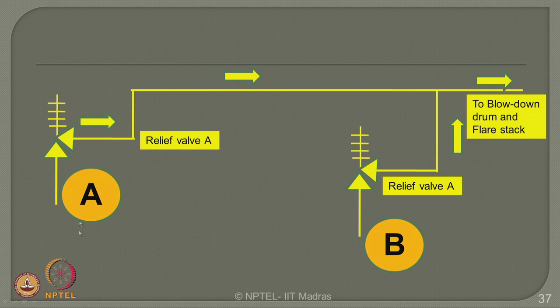These are the two events, A and B valves, which are operating on the common header, which will lead to the blow down drum and the flash stack. The question is posted in the previous slide. Please understand the question and give me the answers for both the questions asked in the slide.